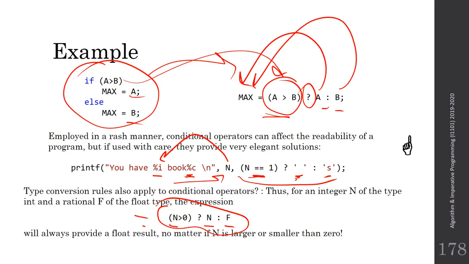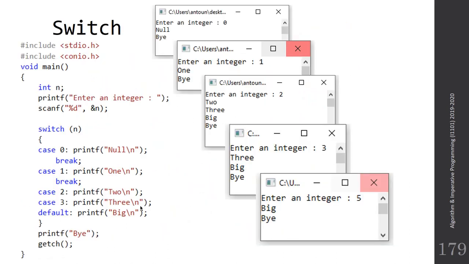Here is an example: if n is greater than 0, I will use the value of n, otherwise I will use the value of f. Even if I use the value of n, it will be converted to f, which is of type float. So again, make sure to take this into account when using conditional operators. It's very elegant to use, but you should be very careful with this operator because it's very prone to mistakes. So let's move to switch.